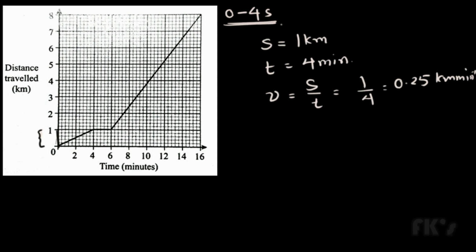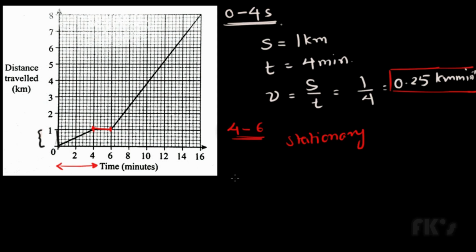The number that you are looking at over here, 0.25 kilometer per minute, is the speed of the object during this period from 0 to 4. Now, it reaches 1 kilometer and somehow it remains stationary for around 2 minutes before it starts moving again. So from 4 to 6, the body is stationary, so the velocity would obviously be 0.